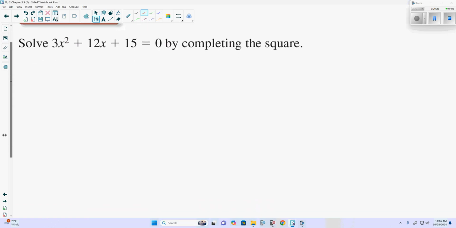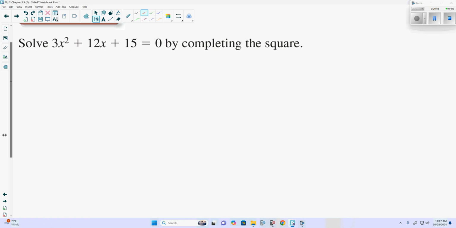3x squared plus 12x plus 15 equals 0. So, is A equal to 1? No. This is the first one. So, A is not equal to 1. The number in front of x squared is not 1. If not, make it so.